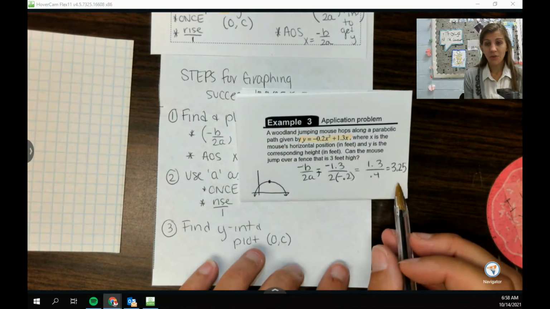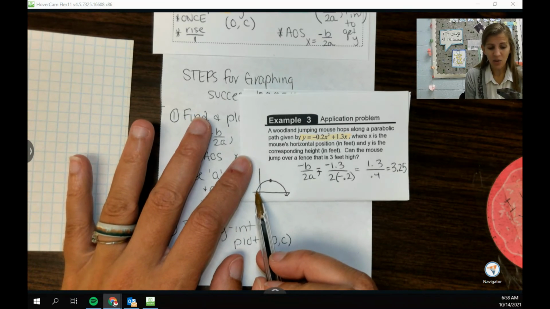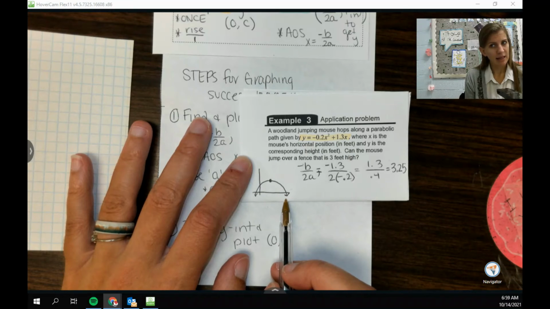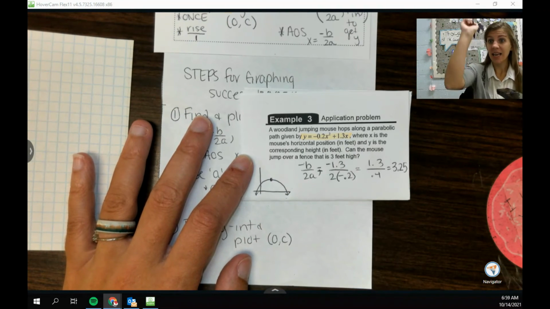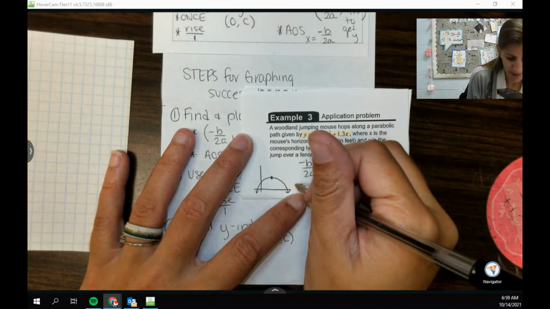Okay, so right now, don't get excited. This is x, and x is how long, from when I start jumping to when I land. I want to know how high, because I have to get over a fence. So I think I need to plug this in now to find the y value.